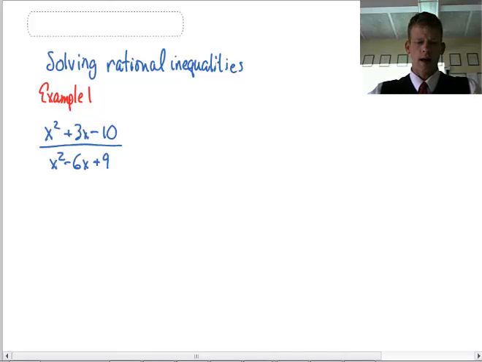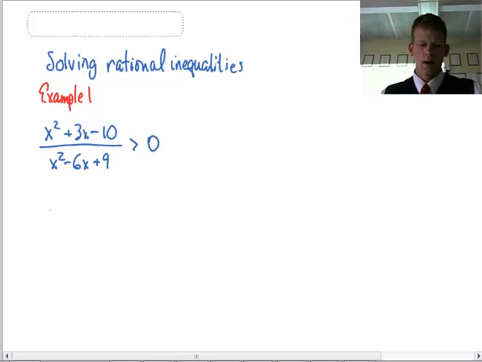So the first example I have is one I made up. It's just a simple polynomial over a polynomial, and we're going to look for where this rational function is greater than 0. So what we're going to have to first do is figure out when it's equal to 0 and when it's not defined, and put that on the interval.